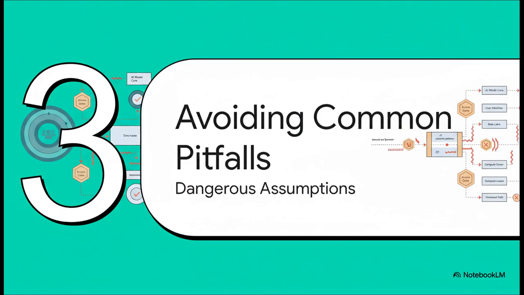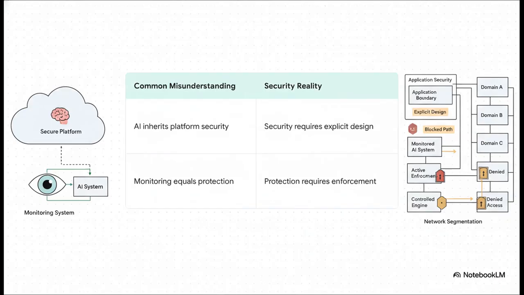Now that we've got the principles down, let's tackle a couple of really dangerous assumptions that teams make all the time when they're building these systems. First, there's this belief that just because the AI is running on a secure platform, the AI application itself is automatically secure. That is false. Security has to be explicitly designed for the application. And second, just watching what a system does, monitoring it, is not the same as protecting it. Protection requires active enforcement at those boundaries we just talked about.